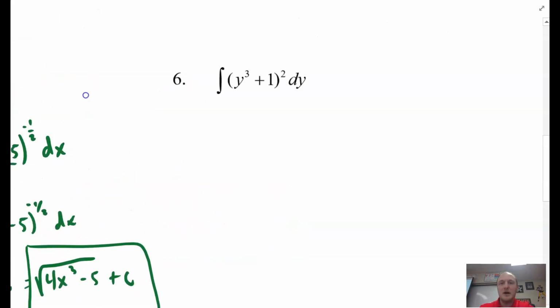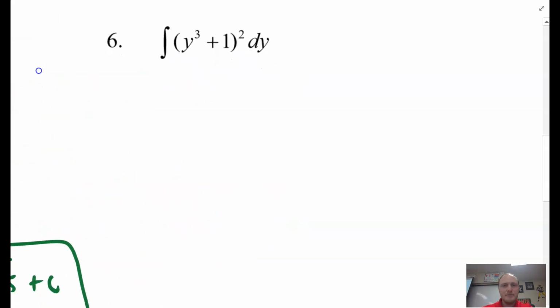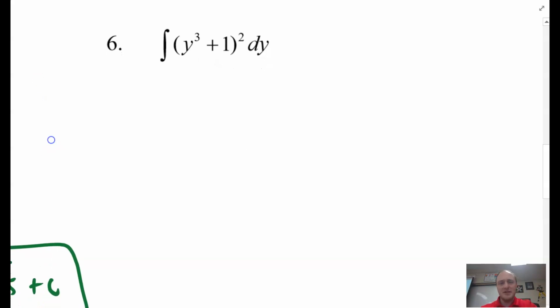All right. Number 6. So this one, they're being really tricky here. Now I want you to notice, here's the power function, and I'm looking for the hook. Looking for the hook. And the hook is 3y squared.